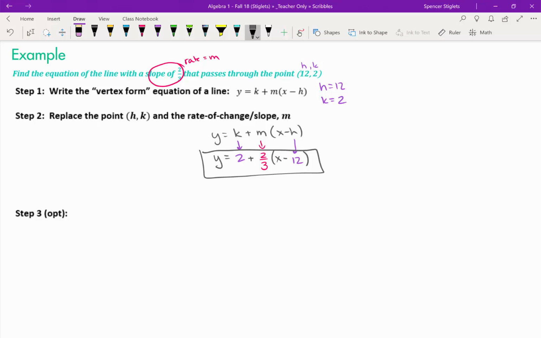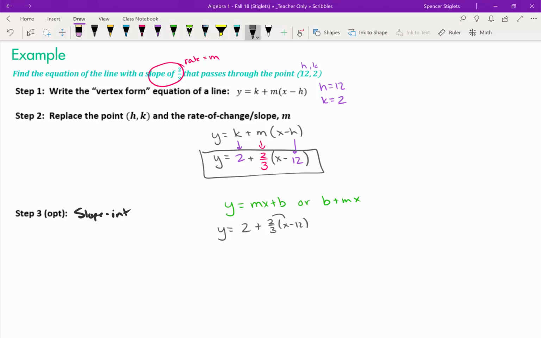Okay, that is a linear equation, but it's in a form we haven't really seen very often. We are much more likely to have seen this form, y equals mx plus b, or you can write that as b plus mx. So how do I get to y equals mx plus b from this? Well, if you look carefully, this already has only numbers and x's, and so does our slope-intercept form. So this is a totally optional step, which is to get slope-intercept form. All we really need to do is simply distribute. So here's our equation: y equals 2 plus 2/3 times x minus 12.